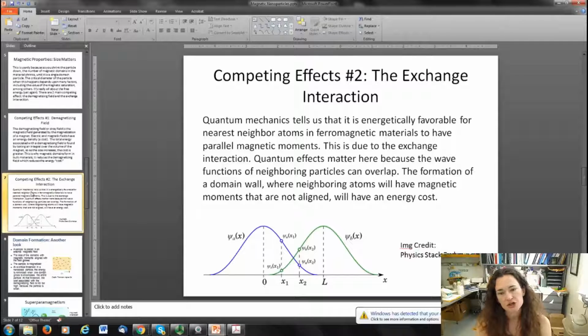And the formation of a domain wall, where, for example, neighboring atoms would have magnetic moments that are not aligned, so here you have atom A pointing one way and atom B pointing another, right? That costs energy in terms of the exchange interaction. And so it would prefer to be this way, where the energy is minimized due to the exchange interaction. And so forming that domain wall between those two atoms costs energy.